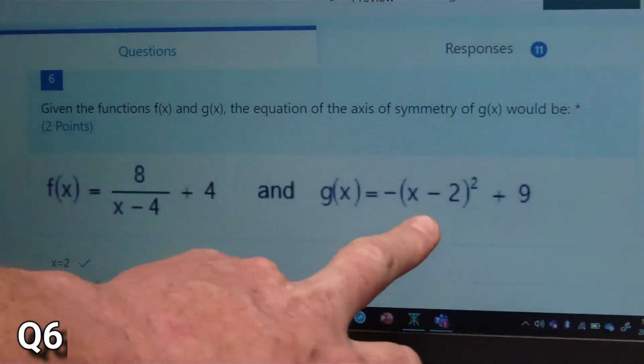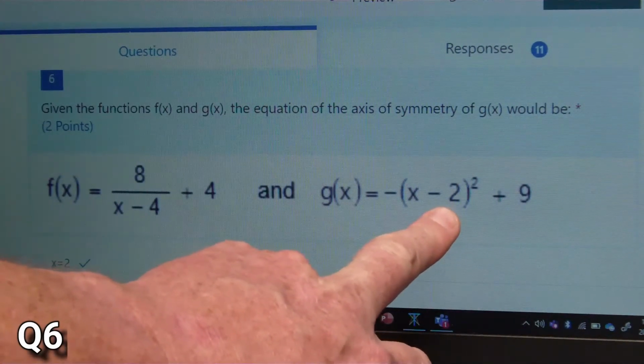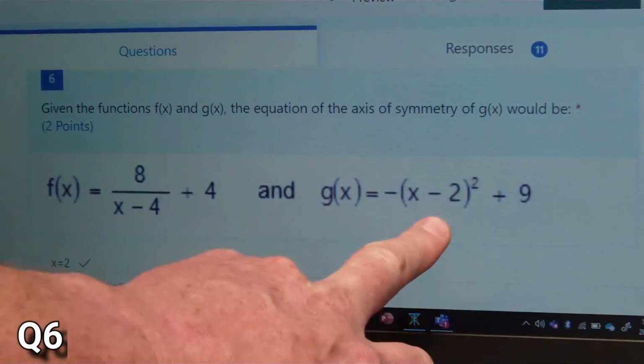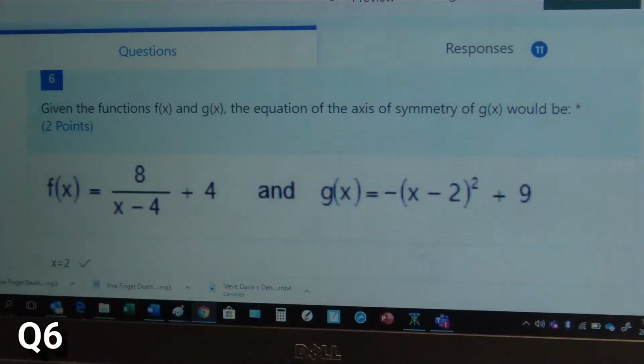So in this case here, the x value of this turning point would be positive 2. Alright, so the axis of symmetry of this parabola has the equation x equals 2.